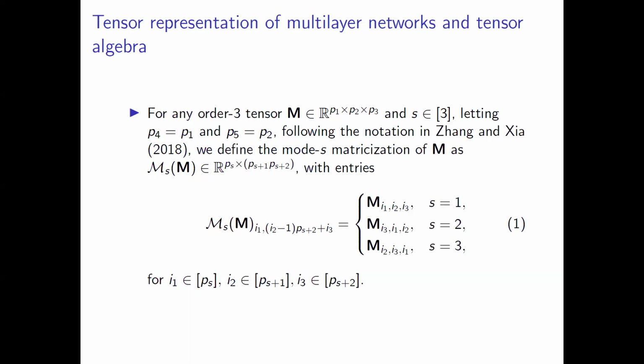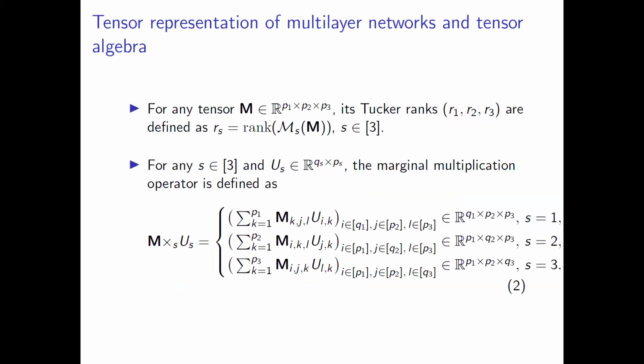So for a tensor M, we have P1, P2, and P3, the different dimensions. There is something called the matricization of the tensor along each dimension, S. Basically, what that means is you have this three-way object, and you just fold it into a matrix. If S is 1, you put the number of rows as the first dimension, and the other two dimensions correspond to the columns. This is similar to what we do when we take a matrix and make it a vector, right? It's a similar operation, but now for tensors. So we can mathematically define that.